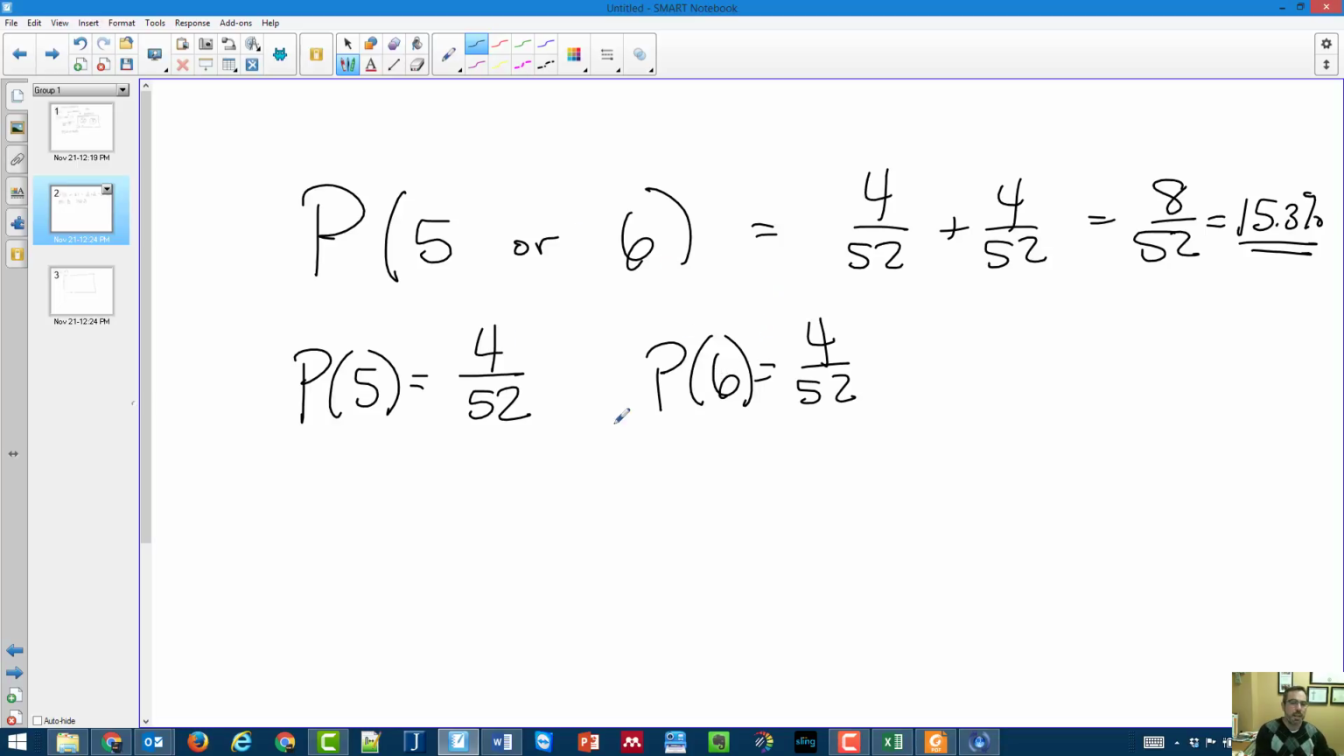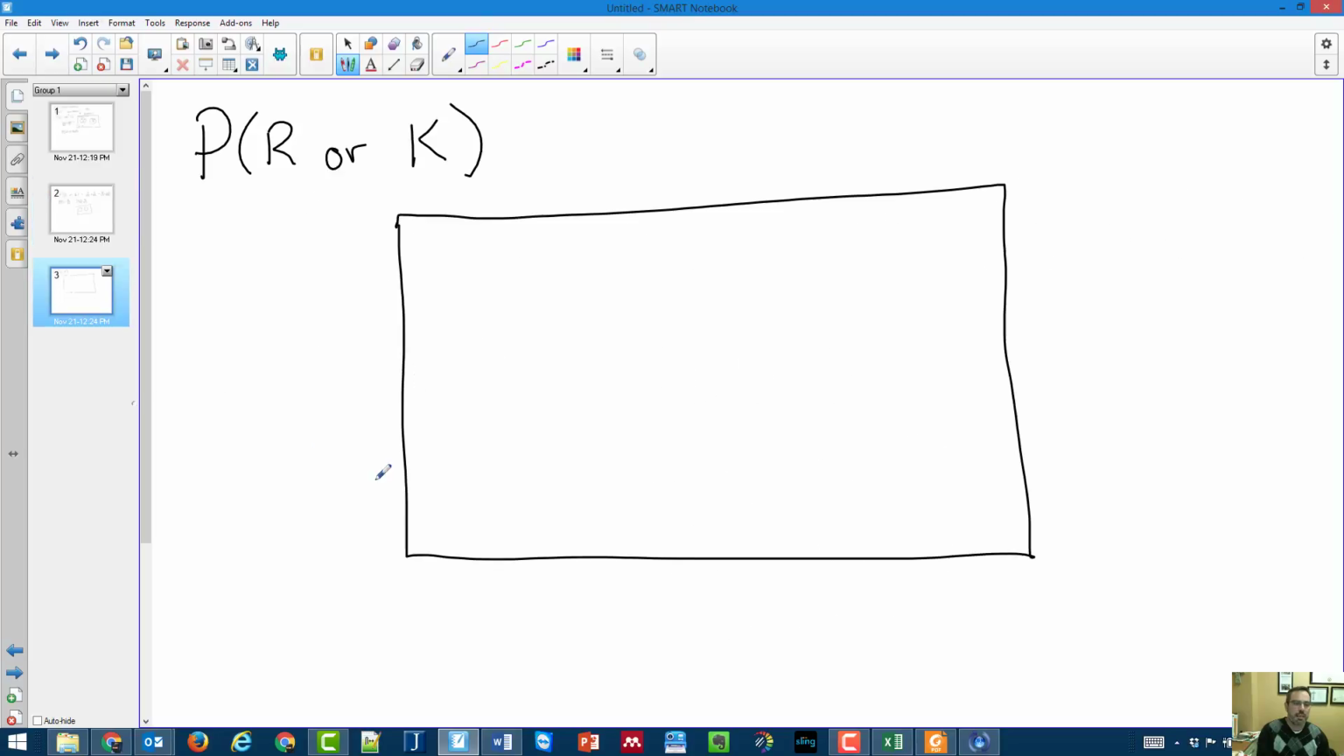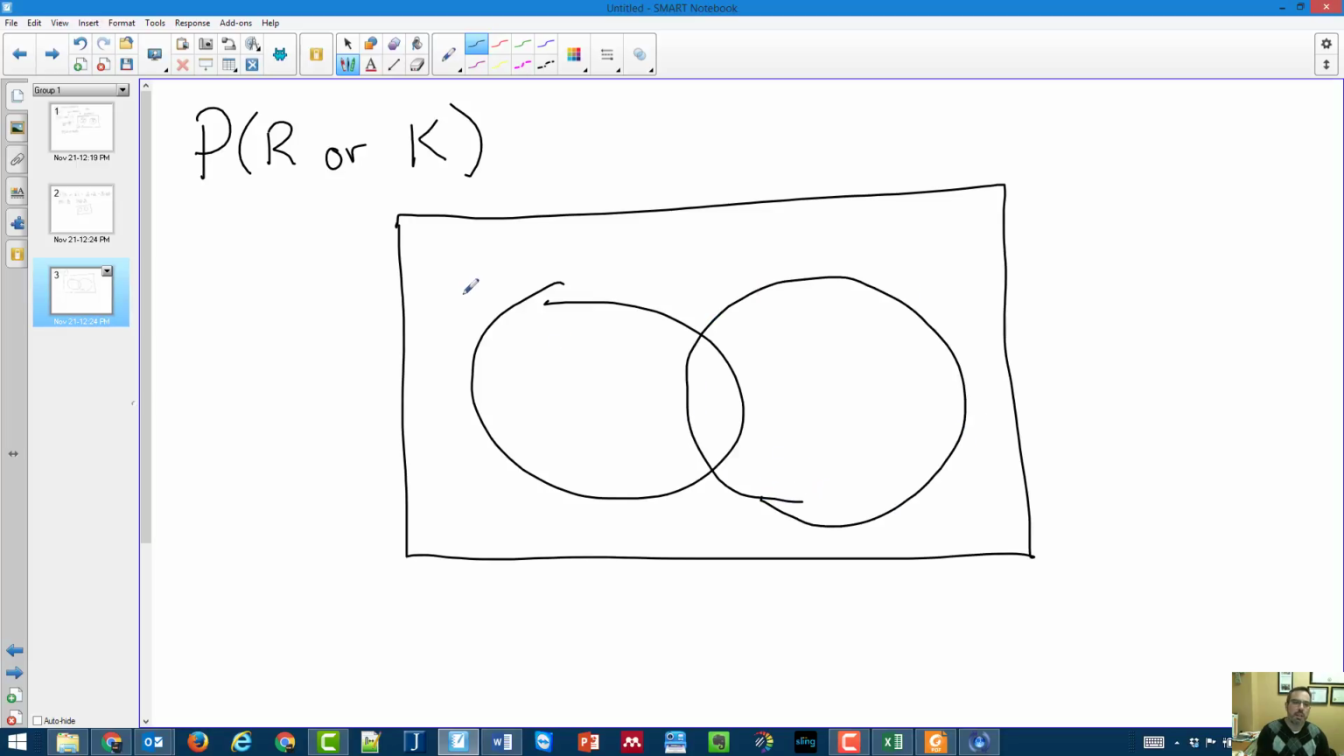All right, when I'm taking a look at it, those two cards were disjoint. If I had put them on here, here's my 5s, here's my 6s, they don't overlap. That's not the case with a red or a king. Here are all my red cards. Here are all my kings. I know that there are 26 red cards. I know that there are 4 kings, but I also know that there are 2 red kings. So I'm just going to put the numbers in here. Here's my 2 red kings, the hearts and the diamonds. Here's the rest of my kings, and here's the rest of my cards.